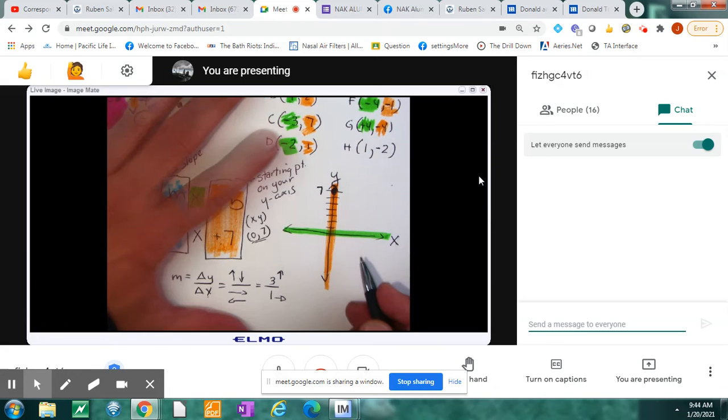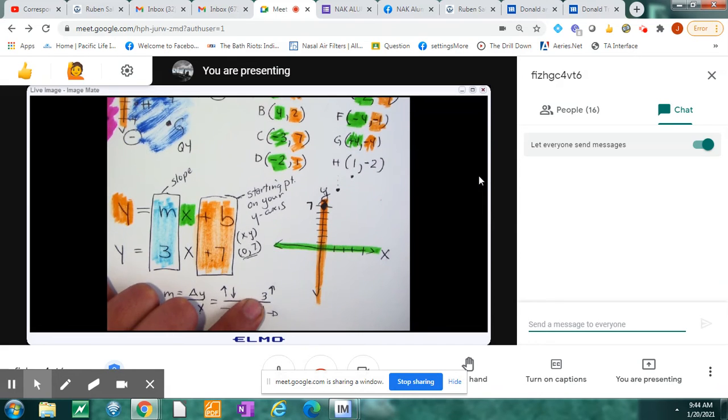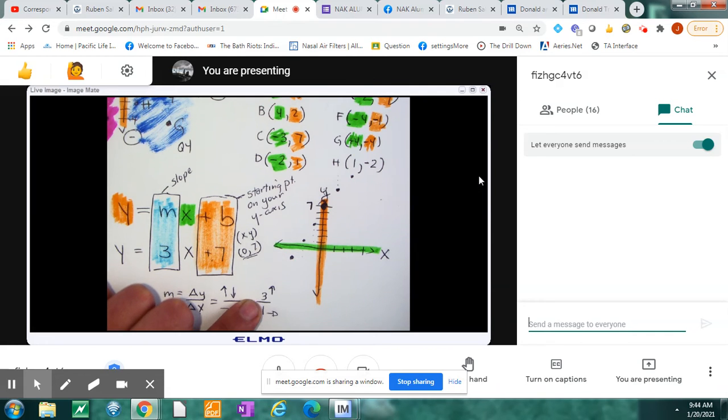So now we're just going to do that. Ready? So we're going to start with here and we're going to go 1, 2, 3 up. And then 1, 2, let's just mark 4. 1, 2, 3, 4. And 1 to the right. 1, 2, 3, and then to the right. All right? Now the opposite is going down 1, 2, 3, and then to the left 1. Okay, that's pretty much that.